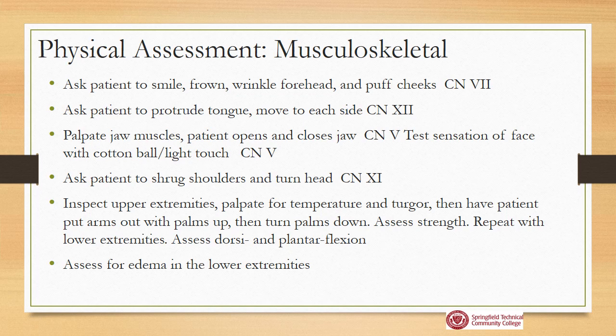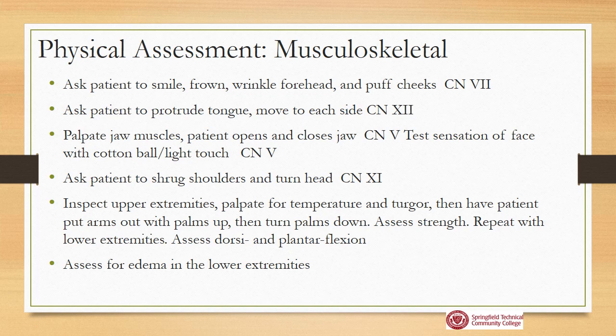And you're going to inspect the upper extremities, palpate for temperature and turgor, and then have patient put the arms out with palms up, then turn palms down and assess their strength. I always ask them to pull up against my hands, push down against my hands, and I repeat that with the lower extremities. For the lower extremities, you're going to check for edema.